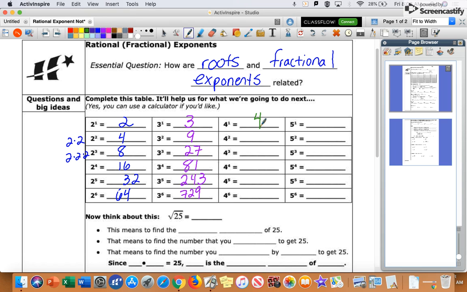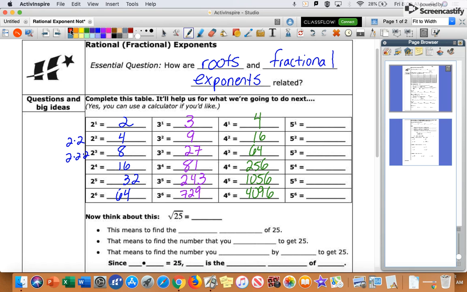Powers of 4 are also a common power that we see sometimes pop up. So 4 to the first power, of course, is 4. 4 times itself, 4 times 4 is 16. Times 4 again is 64. Times 4 again is 256. Times 4 is 1024. And times 4 again is 4096.